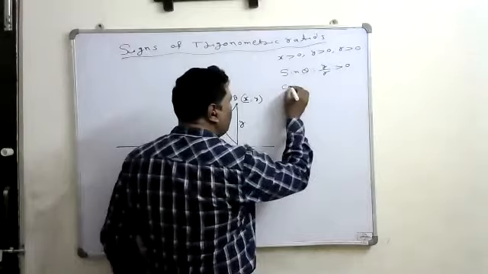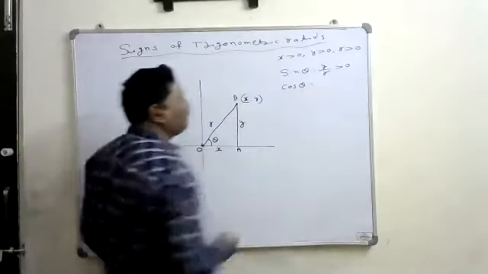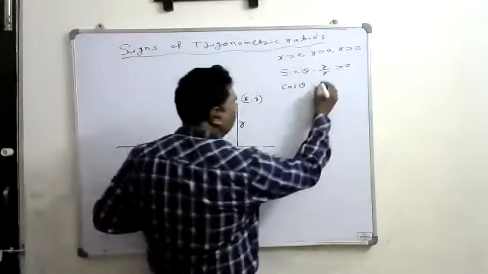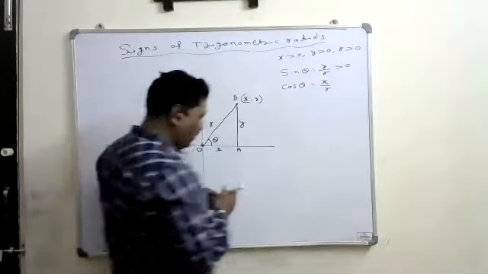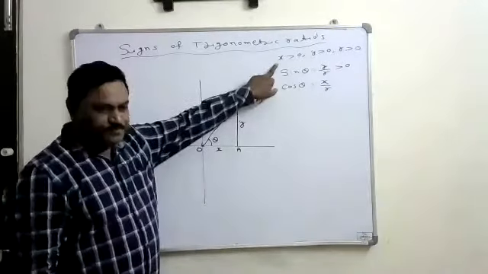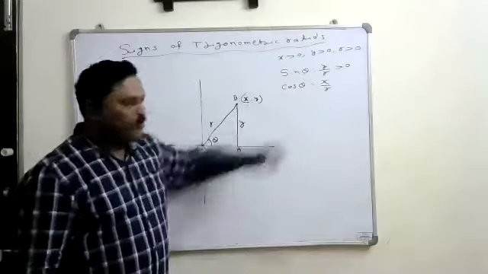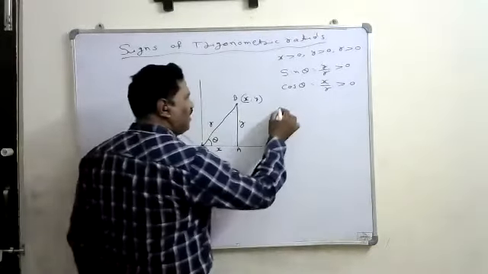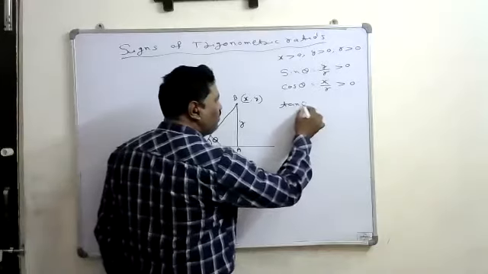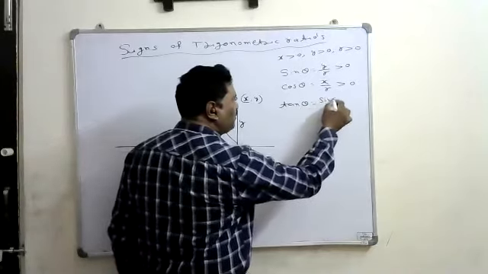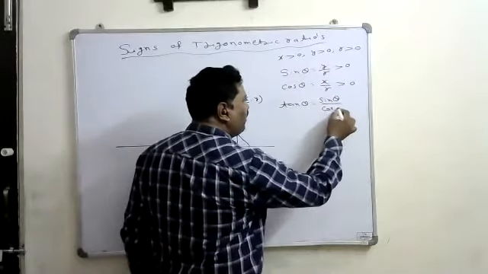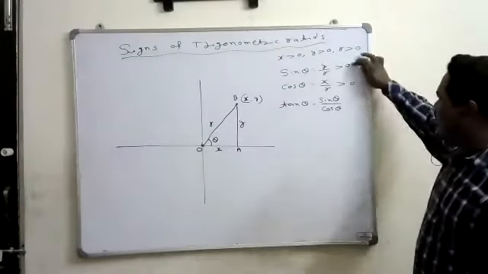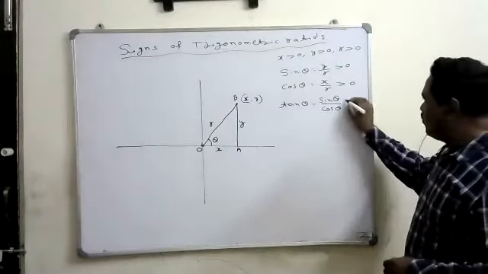Similarly, from the same triangle, what is cos theta? X by r. Here also, x is positive and r is positive, so positive upon positive is positive. And if I consider tan theta, which is defined as sin theta by cos theta, where sin theta is positive and cos theta is positive, positive upon positive is also positive.